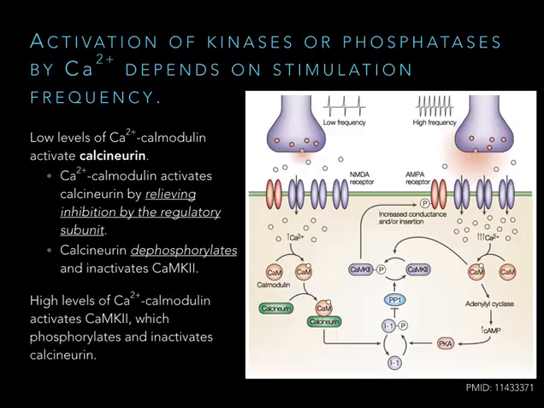So very active neurons are going to have high levels of calcium calmodulin. They're going to be biased toward phosphorylation. Once the level of activity decreases, then we're biased toward dephosphorylation, and that's because of the different affinity of calcium calmodulin for either CAM kinase 2 or calcineurin.